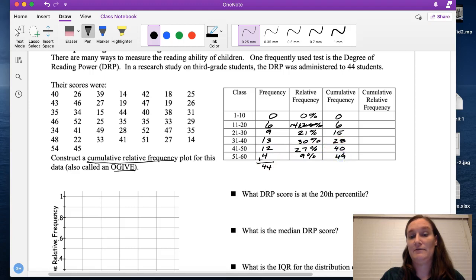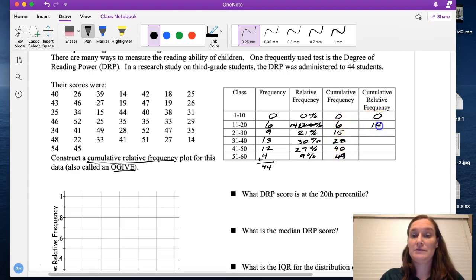You should have 44. You should have here your number of data points. So we should end up with 44, otherwise we added wrong. And this should end up with 100 if we did it right, unless we have a rounding error. So again, we do the same thing with the relative frequencies. You could potentially just divide these by 44 as well, either way.